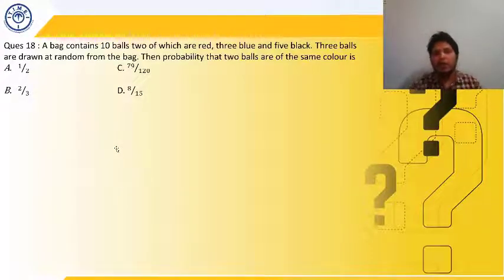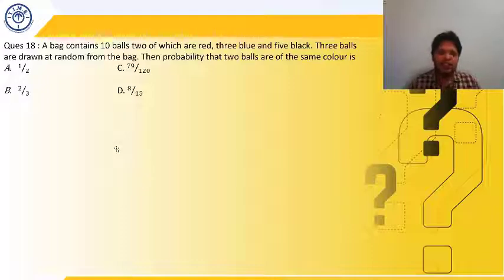So what has been given in the question: a bag contains 10 balls, 2 of which are red, 3 are blue and 5 are black. So there are 10 balls in a bag, 2 of which are red, 3 are blue and 5 are black balls. Again 3 balls are drawn at random from the bag. So we have drawn 3 balls out of 10 balls. Then the probability that 2 balls are of the same color is.